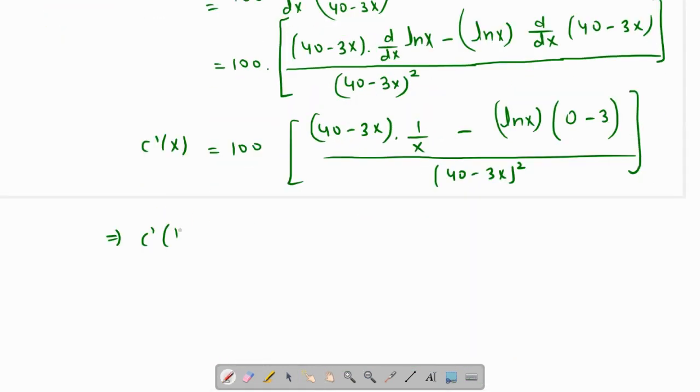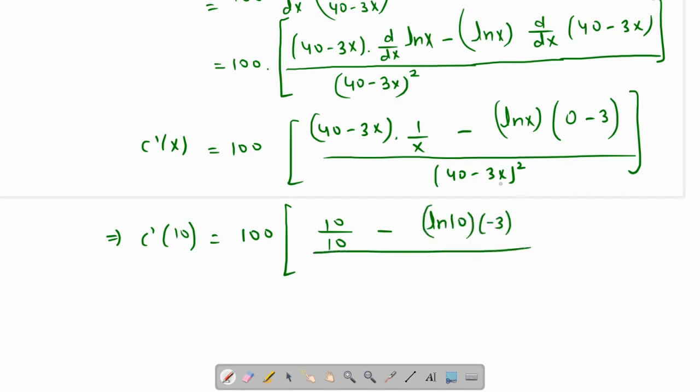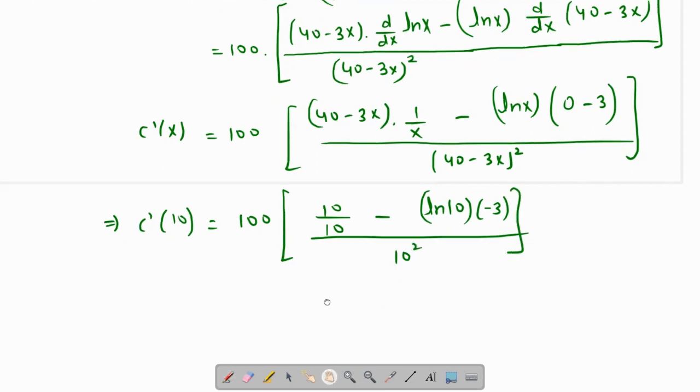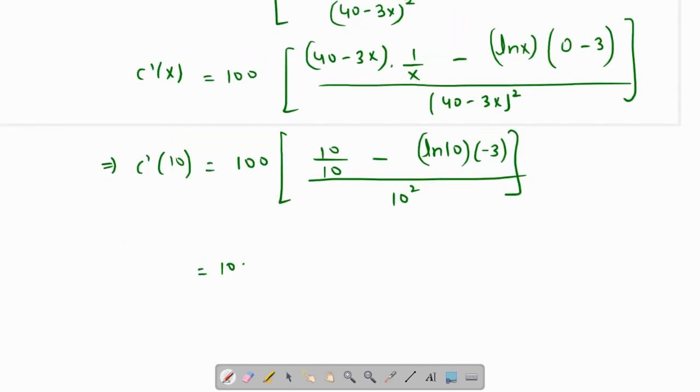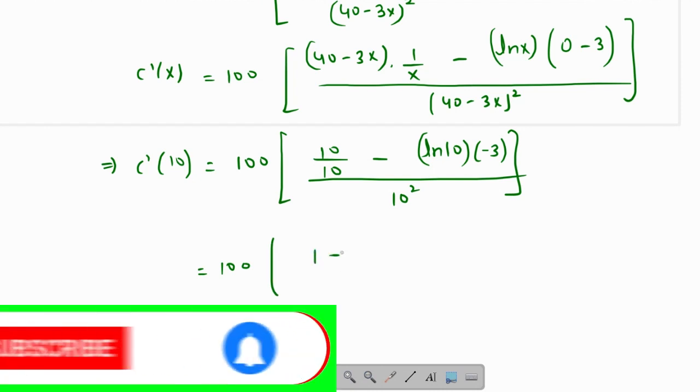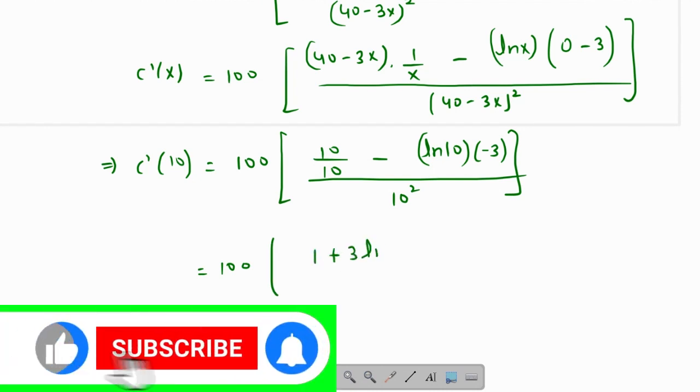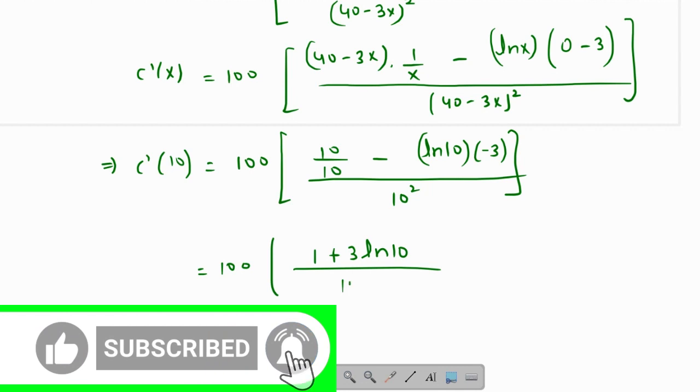So we have C dash 10 is going to be 100. 10 times 3 is 30, and 40 minus 30 is 10. So we have 10 over 10 minus natural log of 10, and we have minus 3 already, over 40 minus 30, which is again 10. So we have 10 square over here. So this is 100, then 10 over 10 is 1. So we have 1 minus, and minus will become plus. So 1 plus 3 ln 10 over 100.